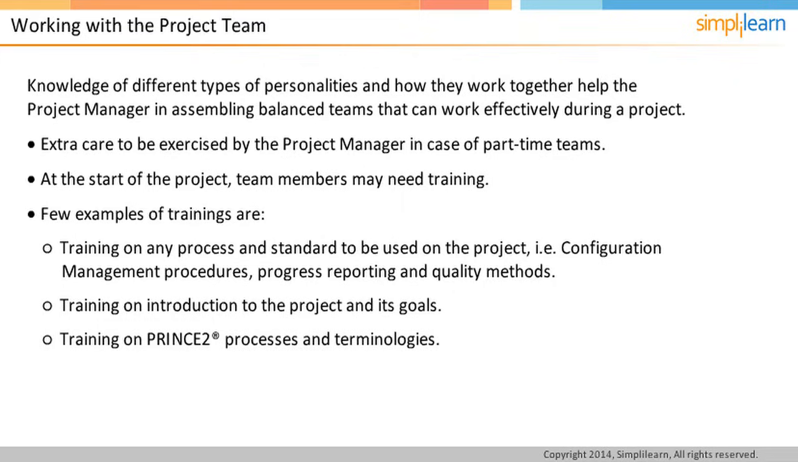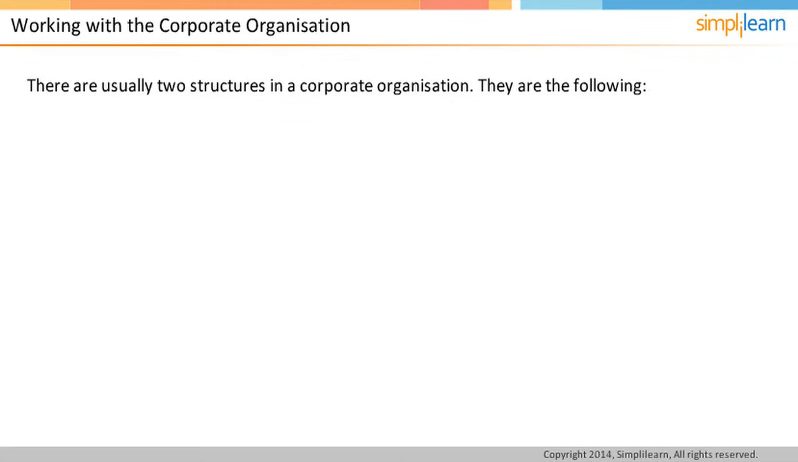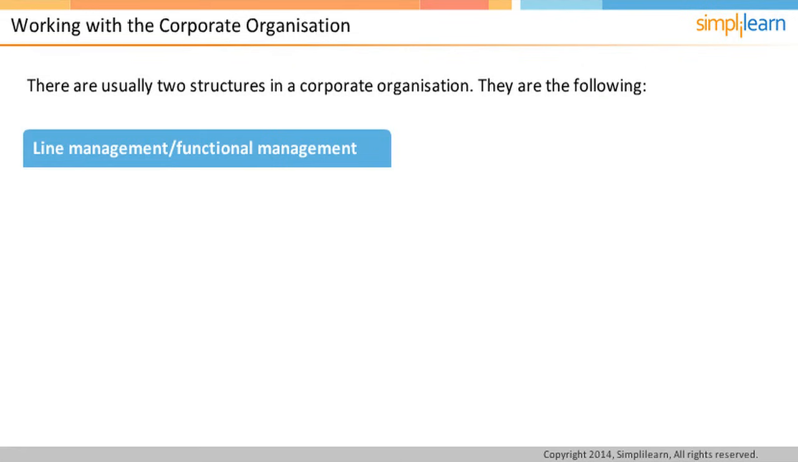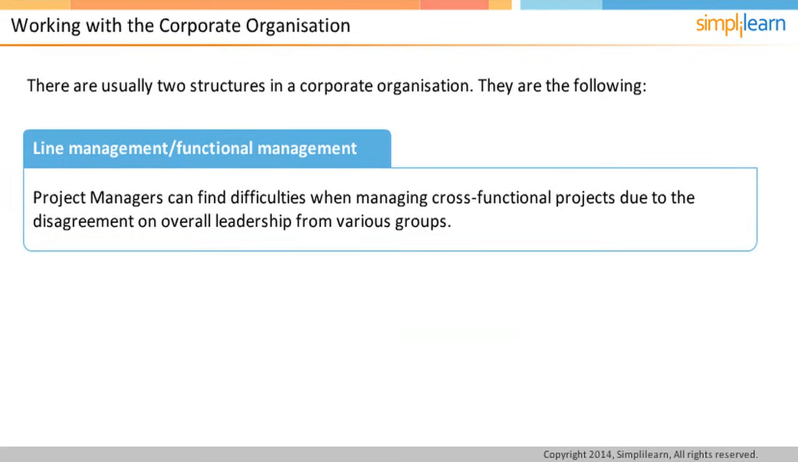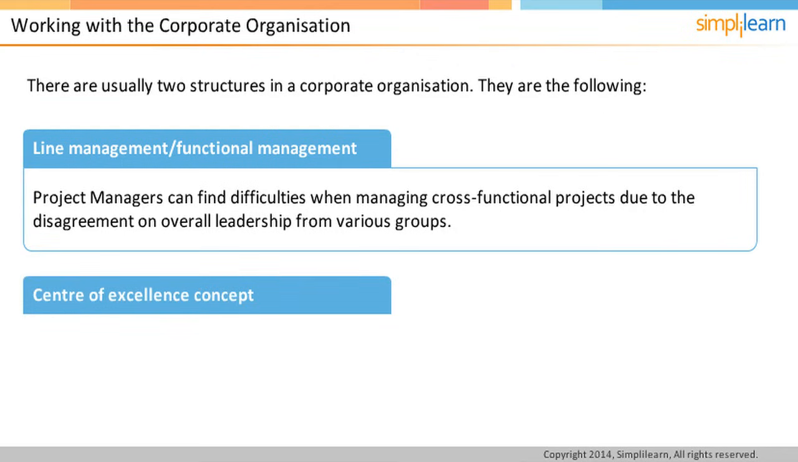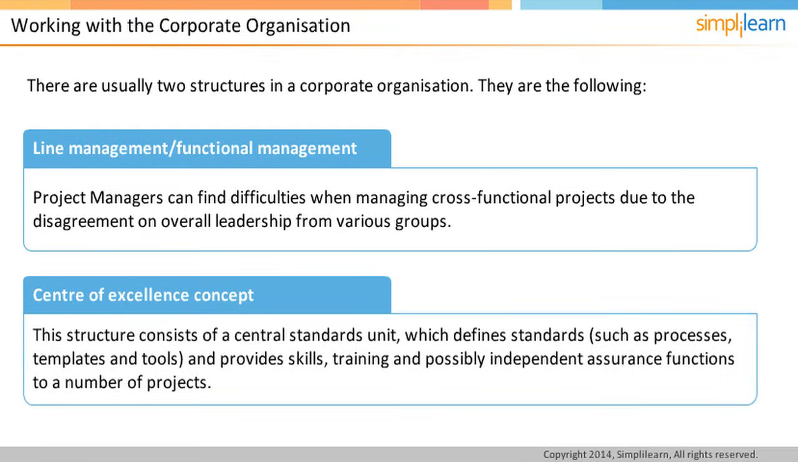There are usually two structures in a corporate organization. The first is line management or functional management. In this setup, project managers can find difficulties when managing cross-functional projects due to the disagreement on overall leadership from various groups. The second structure is the Center of Excellence concept. This structure consists of a central standards unit, which defines standards such as processes, templates, and tools, and provides skills, training, and possibly independent assurance functions to a number of projects. In the next screen, we will learn about organizations working with stakeholders.